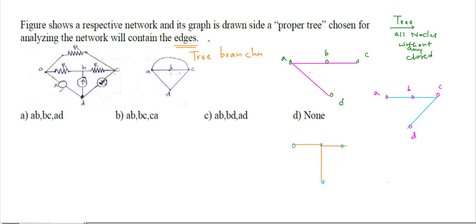So here AB, BC and AD are the tree branches. Can I see here AB, BC and AD? Right. Okay. AB, BC, CA. You can see A, B, B, C, C, A. CA is not right, so it is wrong. A, B, B, D, A, D is forming a closed loop. It is not a tree. So option A is the correct answer. Okay. Let's see the next question.